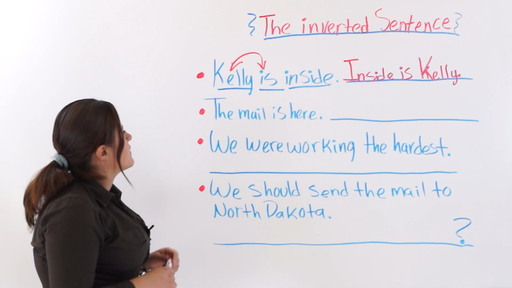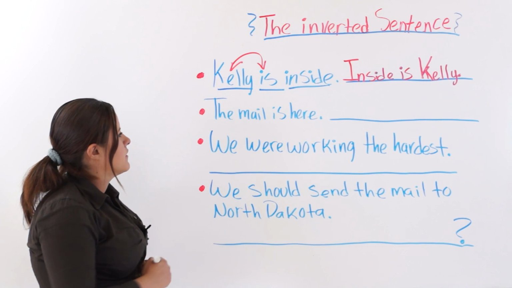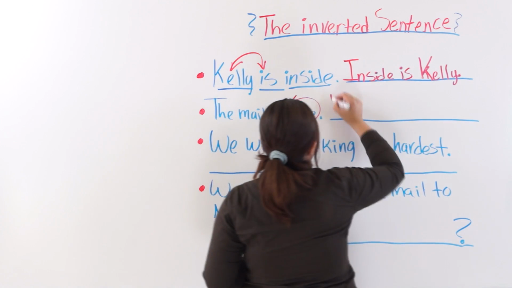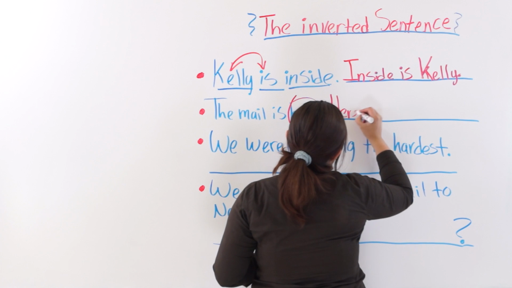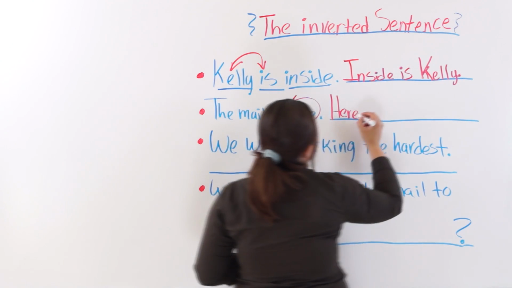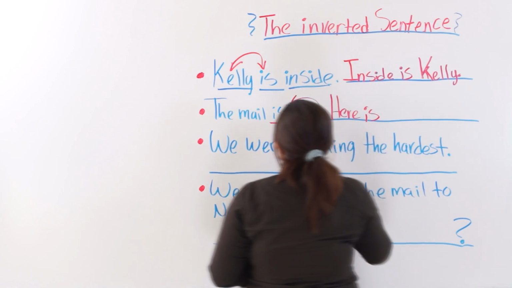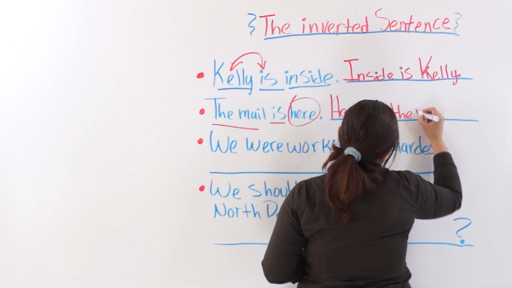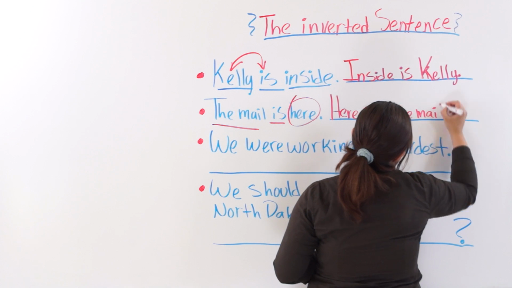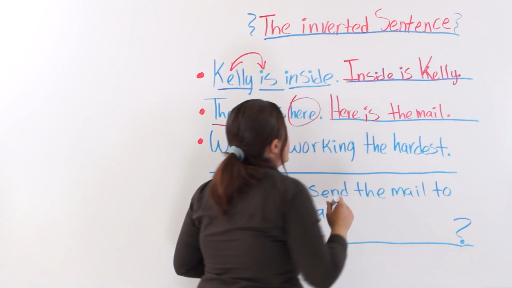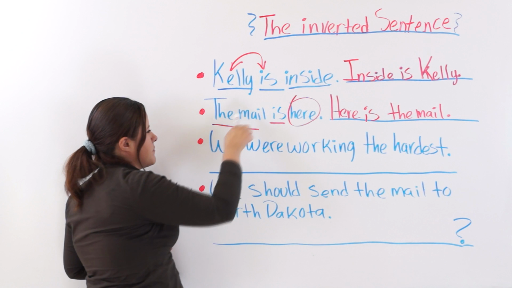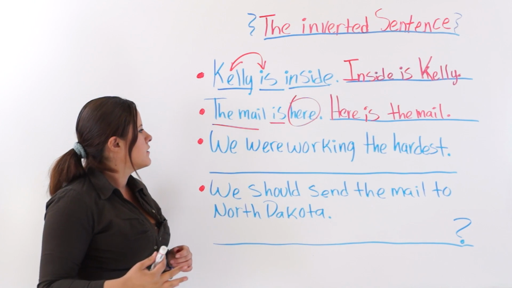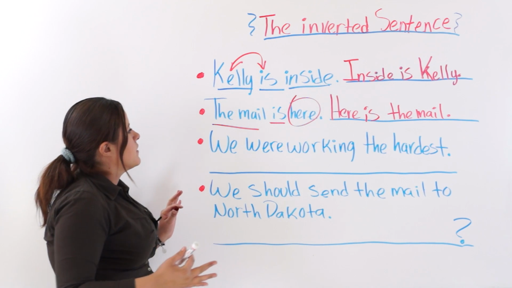And the next one says, the mail is here. So we will want to start with here. Here, and then the verb is, and then the subject. Here is the mail. This is the inverted order of this statement. The mail is here. Here is the mail.